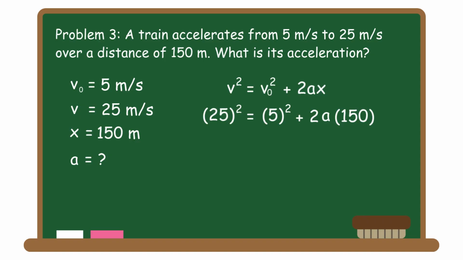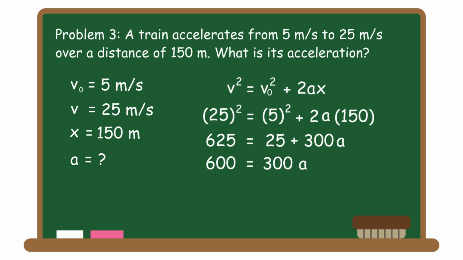Final velocity squared equals initial velocity squared, plus 2 times acceleration times displacement. That gives us 625 equals 25 plus 300 times acceleration. Now subtract 25 from both sides. 600 equals 300 times acceleration. Divide both sides by 300. Acceleration equals 2 meters per second squared.